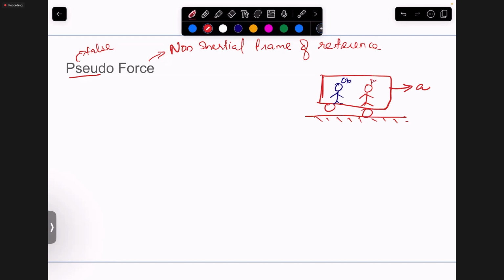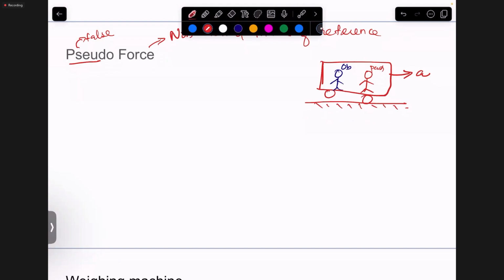Now, there is another observer. So this is observer 2, and this is observer 1. He or she is standing on the ground and observing this passenger. So what is happening is, this is an inertial frame. Why? Because this platform is not moving or accelerating. So this is an inertial frame.